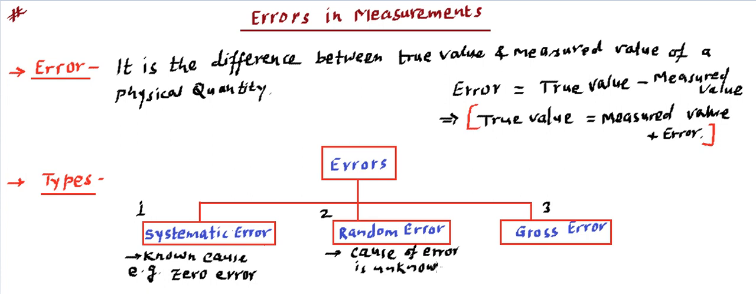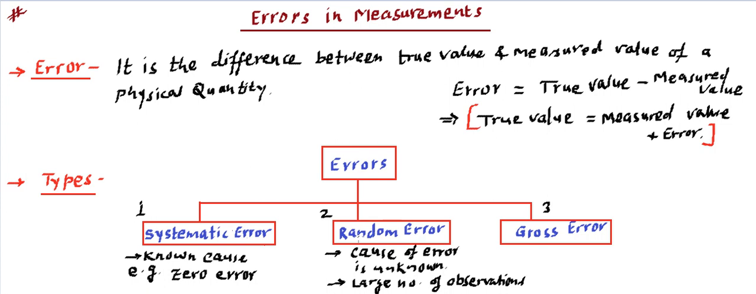Since the cause is unknown, it becomes difficult for us to remove this kind of error. But we would like to minimize those errors. In order to minimize them, we take several observations. A large number of observations helps us to remove this kind of error. Large number of observations or measurements help in reducing the error.